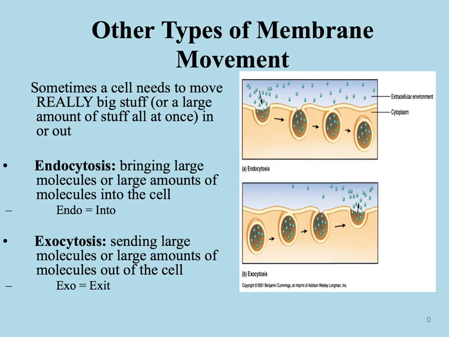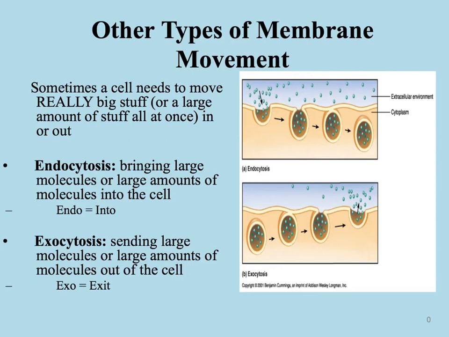So if the particle is too big, or it's trying to move, let's say, a bulk of items into the cell, then the cell membrane is simply going to wrap around the particle. So it wants to bring in these particles here. So notice that the cell membrane is starting to create an envelope around these particles, and it will completely pinch off, and it forms what we call a vesicle, and it's going to transport those materials into the cell. Because it's moving particles into the cell, it's called endocytosis.